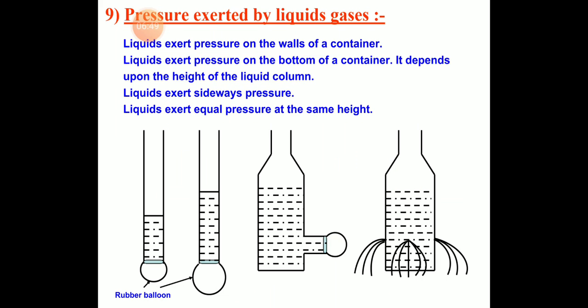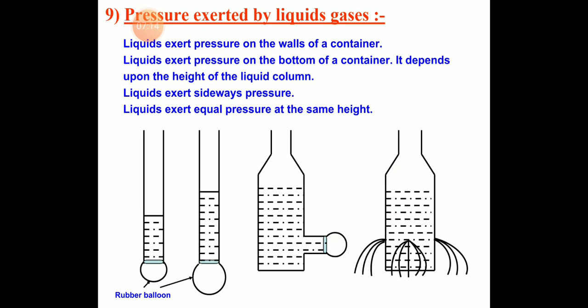Pressure exerted by liquids and gases. Liquid exerts pressure on the wall of the container. Liquid exerts pressure on the bottom of the container. It depends upon the height of the liquid column. If we go deep into the liquid, the pressure will increase. If we remain at the same point, same depth, the pressure will remain the same.